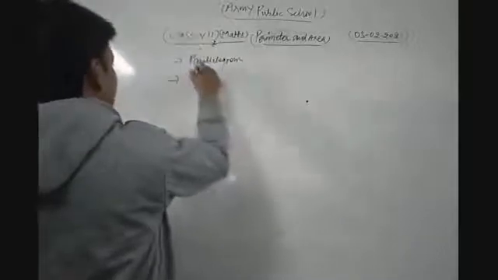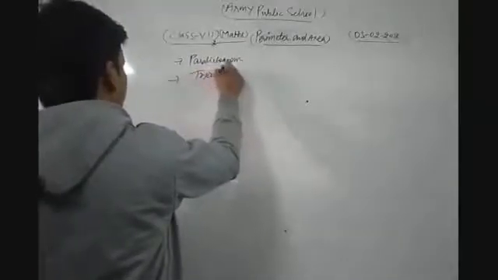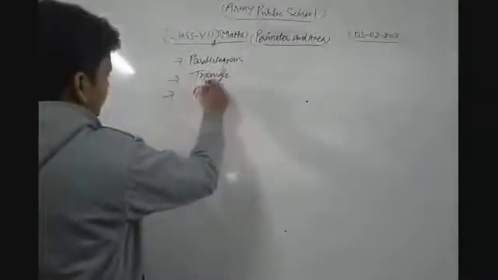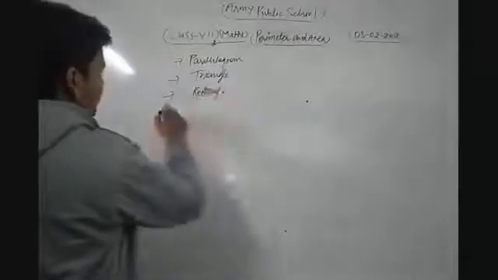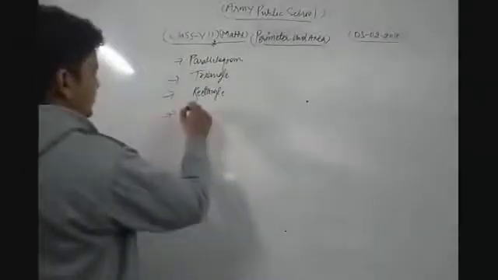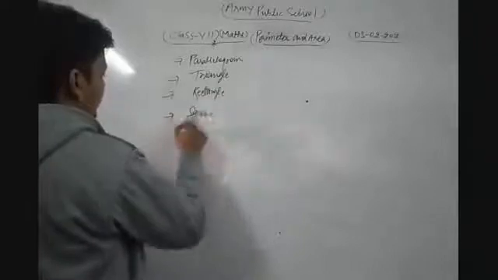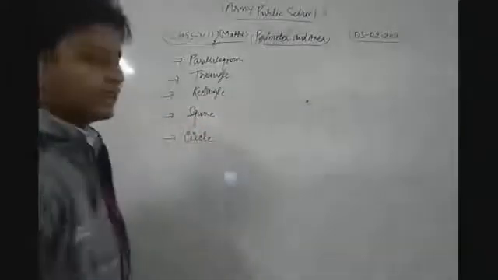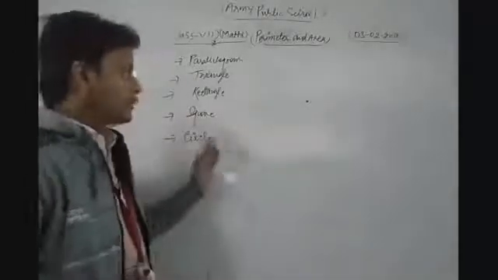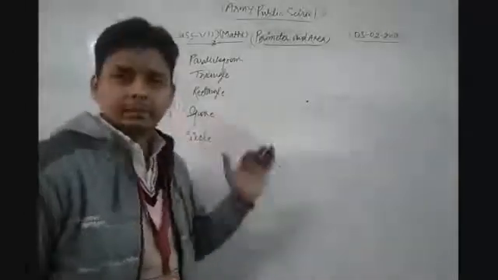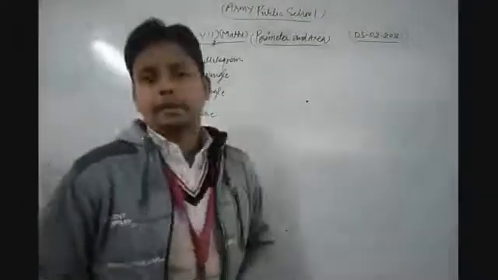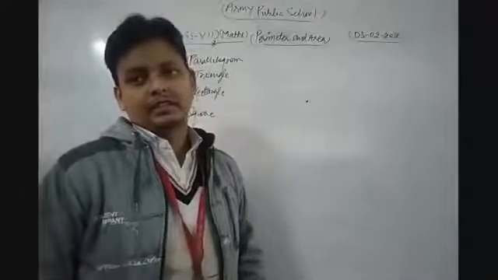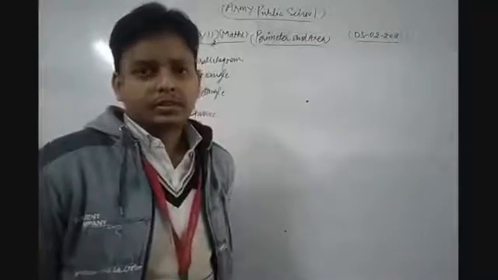We discuss the triangle. We discuss the rectangle. We discuss the square, and also we discuss the circle. These are the topics which are included in that chapter, that is, perimeter and area. Okay, dear students, now let's see.